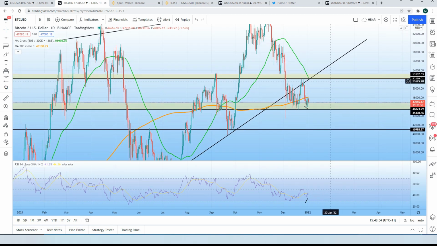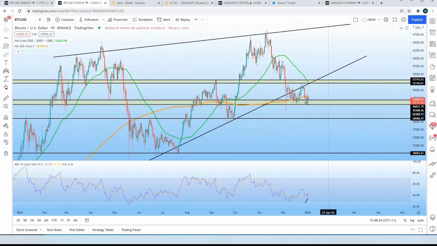Again, remain cautious until we break 53,000 and get back into this channel. If we get back into this channel, even close a singular daily candle, that's all we need. We need to close a singular daily candle above that trend line, and we are all lights green. We're bullish. And obviously, if we close below 45,500, we are very much bearish and heading down.